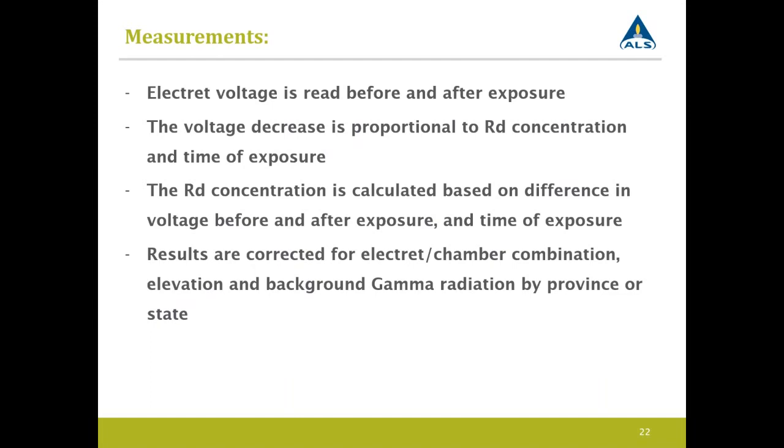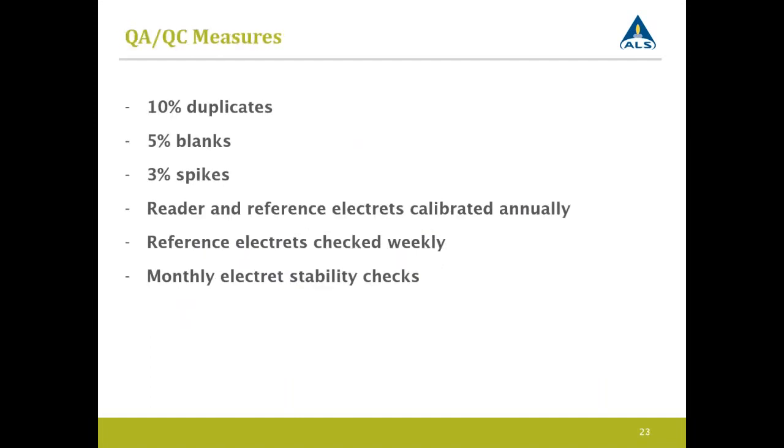We have a very strict QA program, and 10% of samples are sent as duplicates. This is done by placing 2 electrodes in a twin box within 4 inches from one another. 5% of electrodes are sent as blanks in the S chambers, when we are asking clients to not open the chamber, to make sure that the electrode does not change the voltage, and 3% of samples are sent to RadElec for spiking to ensure that our procedure is correct.